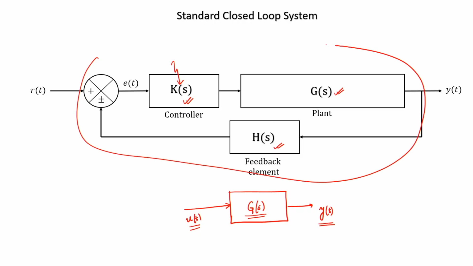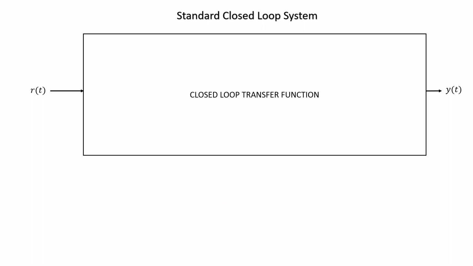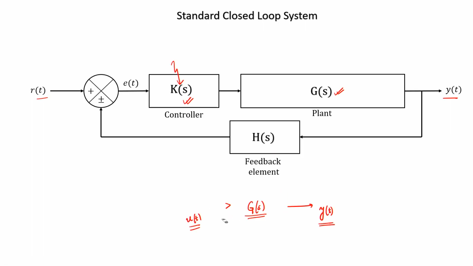Now, at the end what we will try to do is convert this entire thing into one block, bringing everything together mathematically, so that we come up with a combined transfer function which relates y and r. Then we will have something called a closed loop transfer function. Remember, this system is actually built up with different components. This is the standard closed loop control system, the standard configuration, in which you have a controller, a plant, and a feedback element.